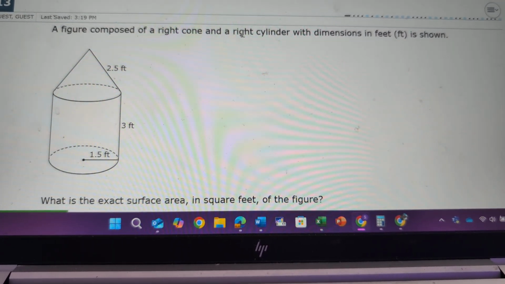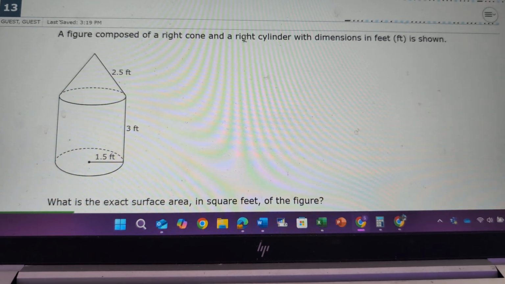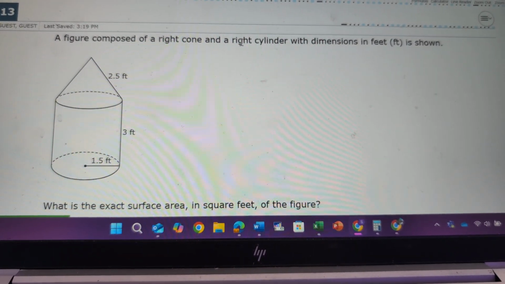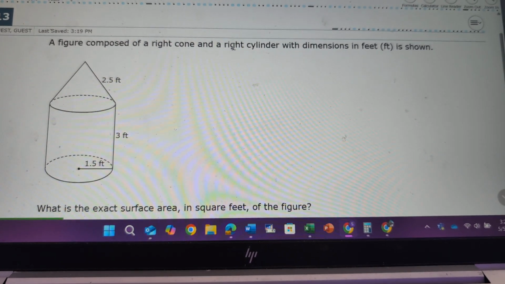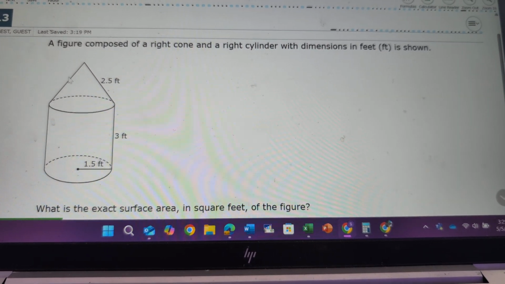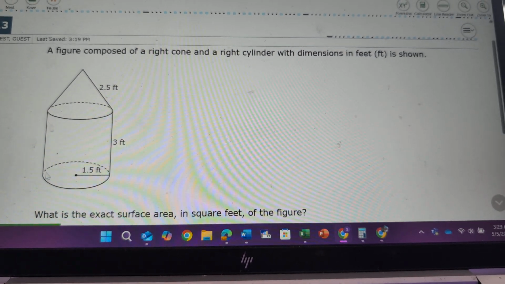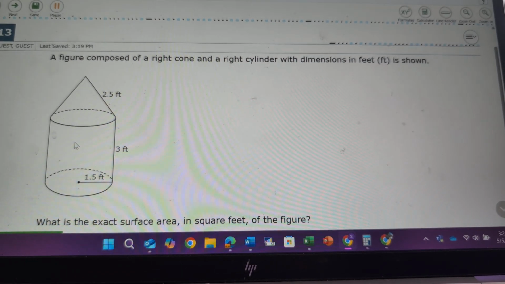Number 13, a figure composed of a right cone and a right cylinder with dimensions in feet is shown. What is the exact surface area in square feet of the figure? Kind of a long problem. So we have a cone and it's molded onto a cylinder and we want surface area.